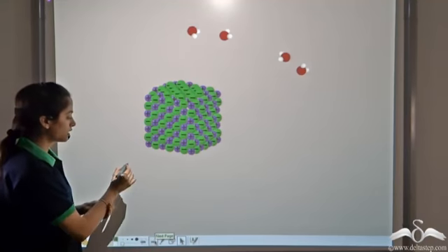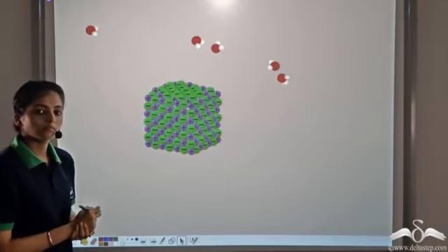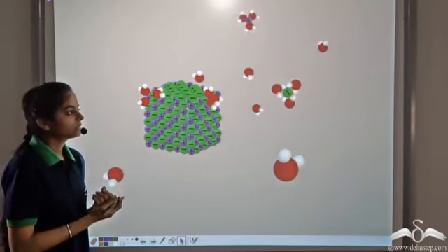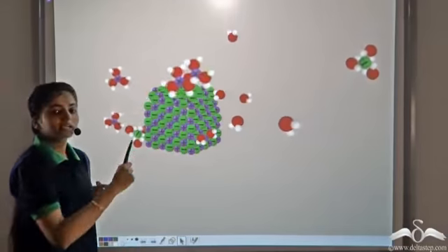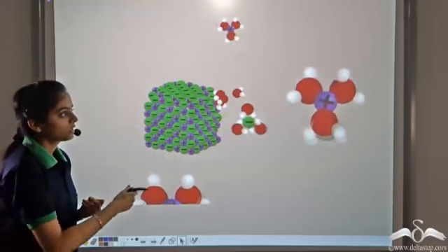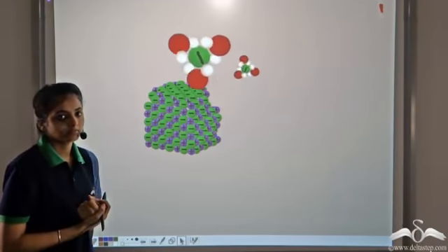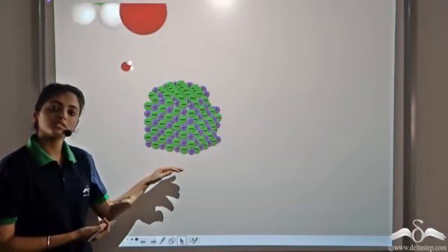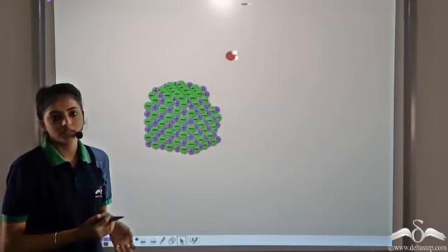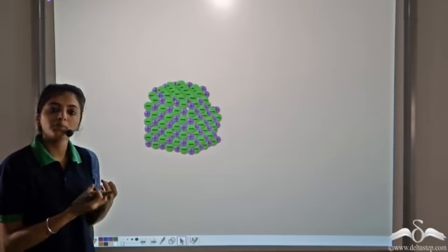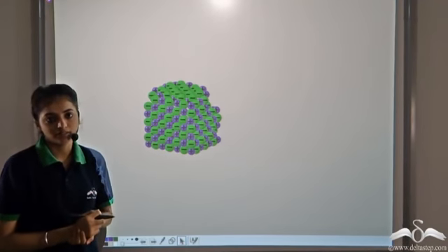As we add it in water, the positive hydrogen atoms of water attract the negative Cl-, and the negative oxygen attracts the positive Na+. And so this is how the entire lump of salt dissociates. The charge separation in water molecules tends to separate the Na+ and Cl-.